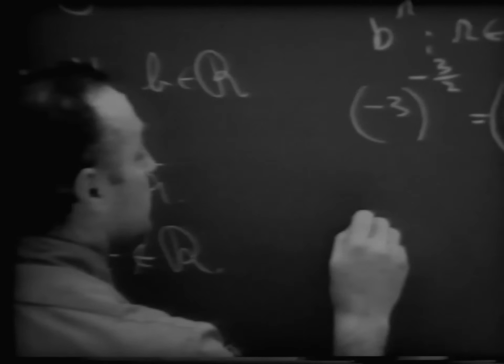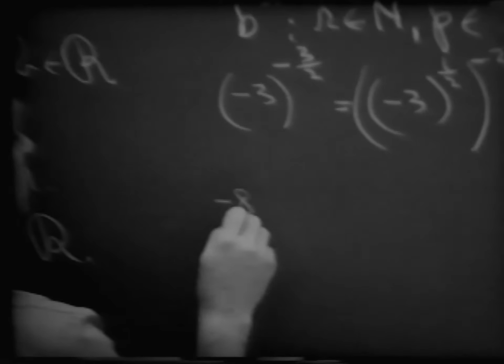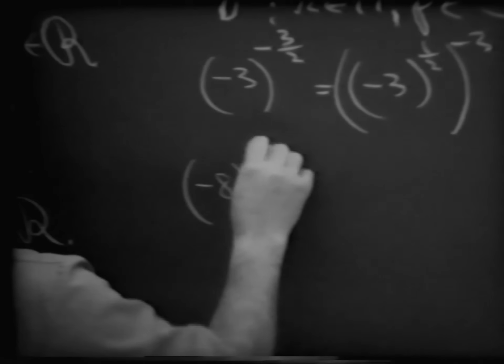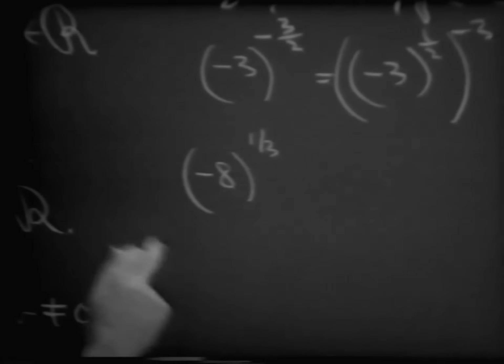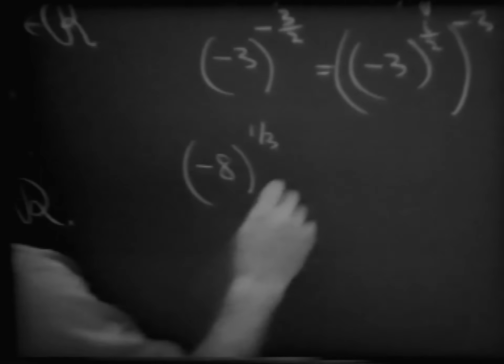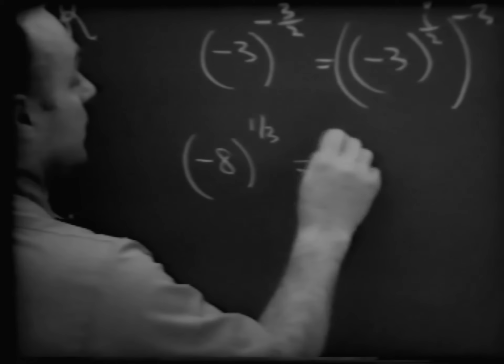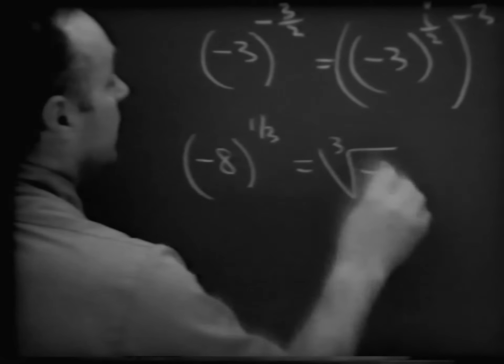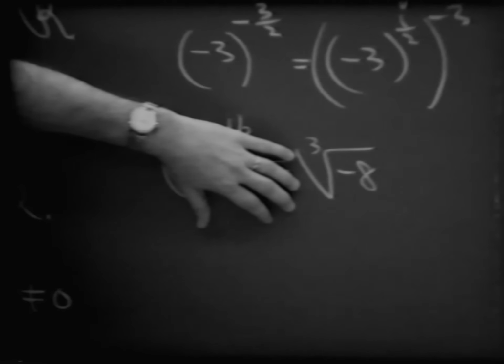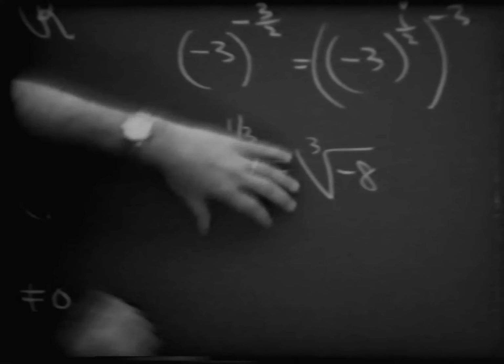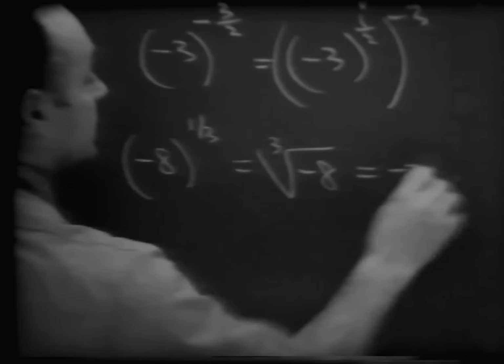For example, suppose we had a number such as -8 raised to the 1/3 power. I think that one would like to say that this is equal to what? You'd like to say that this is equal to the cube root of -8. Now you've already said what the cube root of -8 is. You know that that's equal to a number -2.